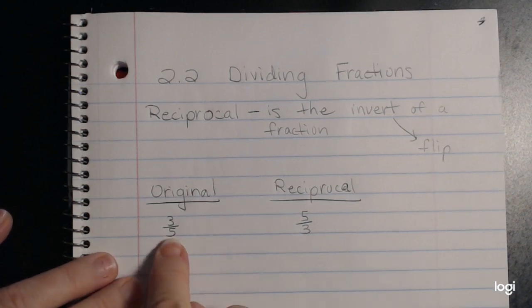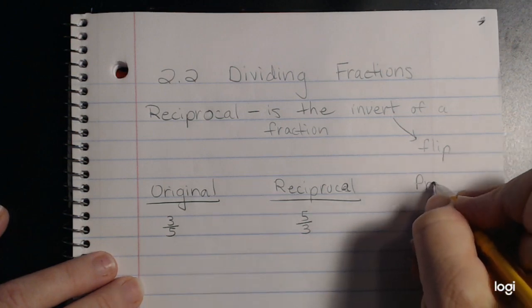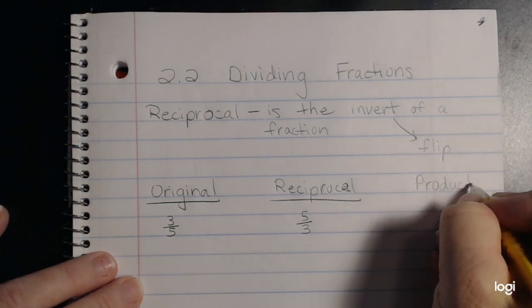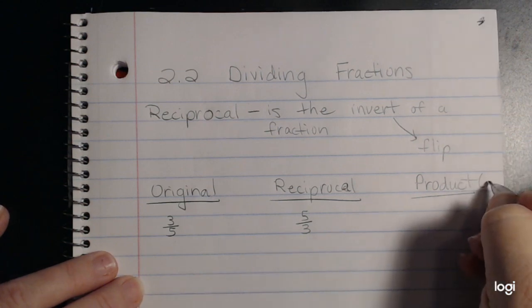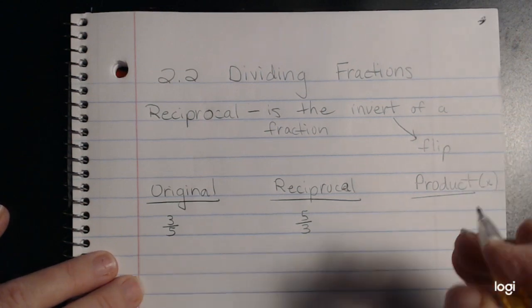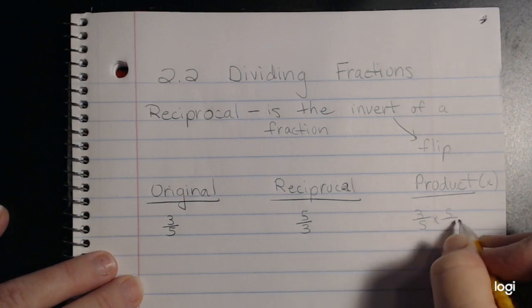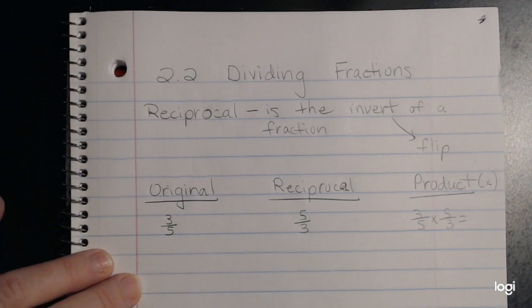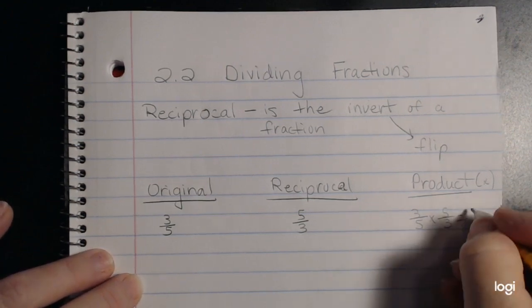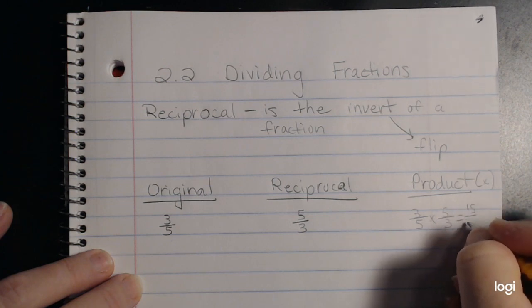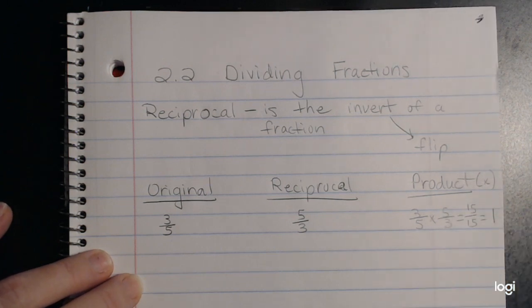Now, what's interesting is if we take the original number and its reciprocal and we find the product, which means we're going to multiply. So if we take 3/5 times 5/3, most of us know how to simplify that before we multiply, but those of us that don't, we know it's 15 over 15, which actually equals the number 1.